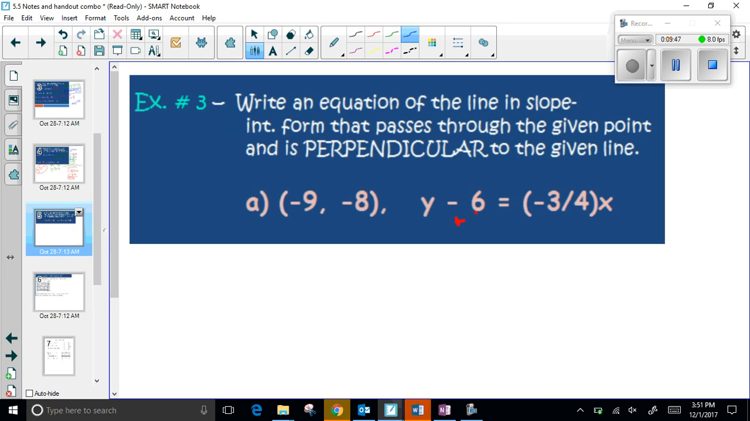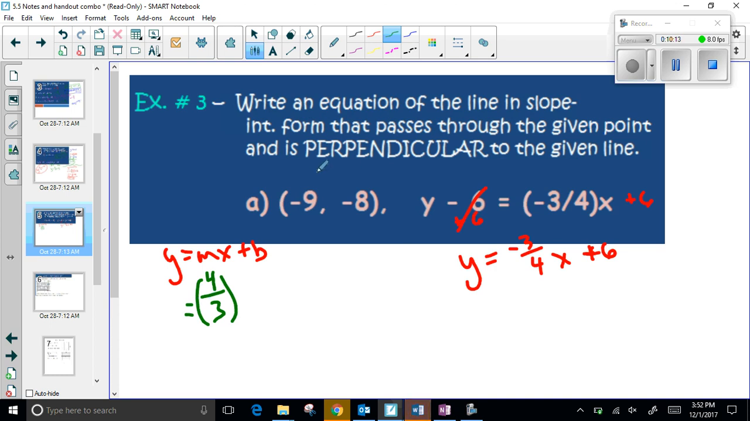I can add 6 on both sides to get it in slope-intercept form. So it's y equals -3/4 x plus 6. Now I'm going to go over to this side. I'm going to write y equals mx plus b. I'm going to plug in the things that I know. My slope has to be the opposite reciprocal. So it's going to be 4 over 3.